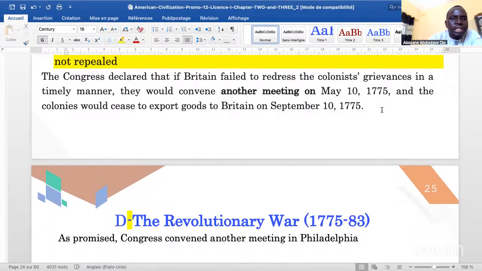The Congress declared that if Britain failed to address the colonists' grievances in a timely manner, they would convene another meeting on May 10th, 1775. What does it mean? This was just a warning, c'était juste un avertissement. The First Continental Congress has taken place and they have taken some actions. What did they do in the First Continental Congress?